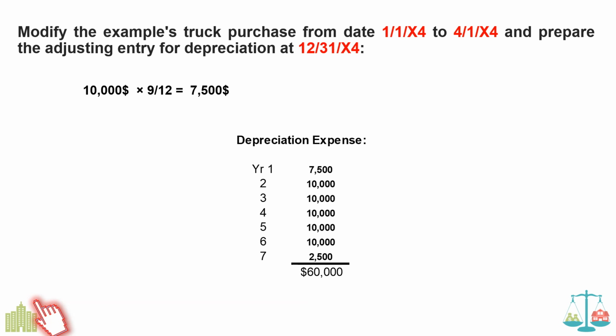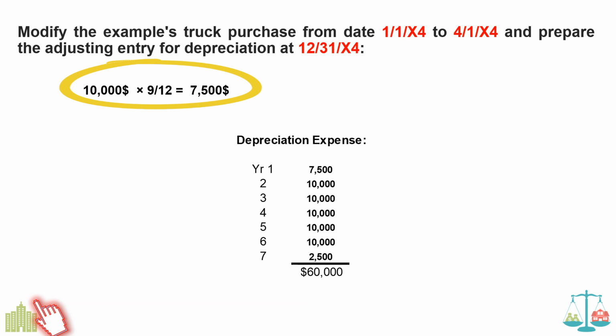For the first year, the truck utilization, the period that we're using the truck from April 1st on, represents 9 months of use. On a straight line basis, what we're going to do is take that first year's total 12-month depreciation, but only reflect 9 months of it. So $10,000 of total depreciation for a full year times 3/4 of a year, or 9/12, equals $7,500 of depreciation that should be reflected in that first year.